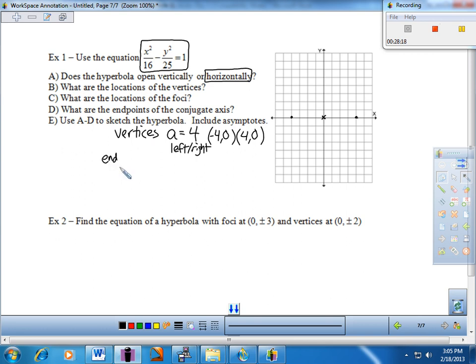Again, I wish we had a better name for it, like co-vertices, but we don't. They're not really vertices, so they're just endpoints of the conjugate axis. So I'll write that in there. If you guys want to do the same, that's great. If not, so be it. But let's go ahead and get that piece.